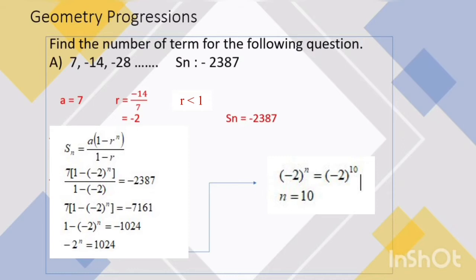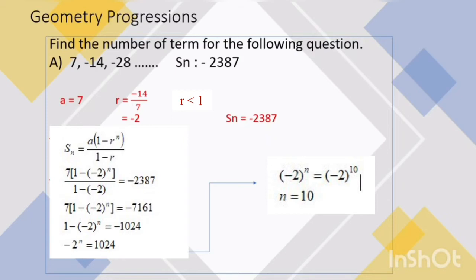So a equals 7, the first term, and r, the common ratio, equals negative 14 over 7, and we can get that the common ratio is negative 2. So we can get that negative 2 is less than 1. So we use the formula: the sum of the first n terms equals a bracket 1 minus r to the power of n over 1 minus r.